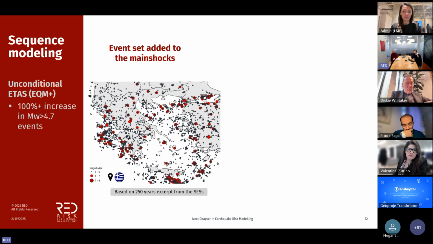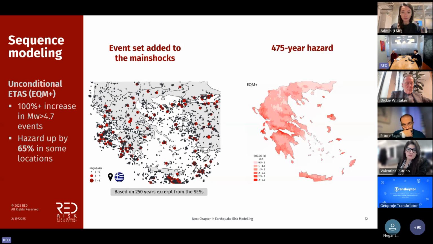And we are looking at something like a 100% increase in the number of events with magnitude 4.7 or higher. Hazard similarly increases everywhere, but not by the same amount. The increase depends on where sequences happen more frequently or a region is more prone to producing sequences versus others. And the increase in hazard depends on the metric that you choose, depends on the spectral acceleration, the return period that you look at, and can go up by about 50, 60, 70% in certain cases and locations.